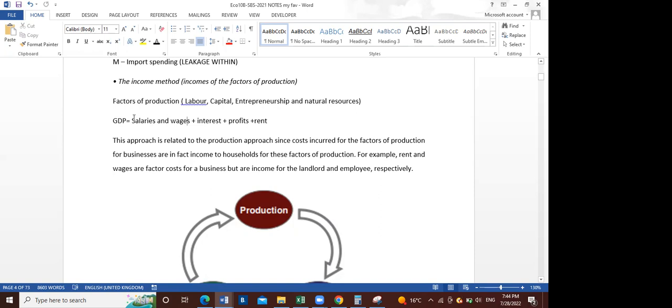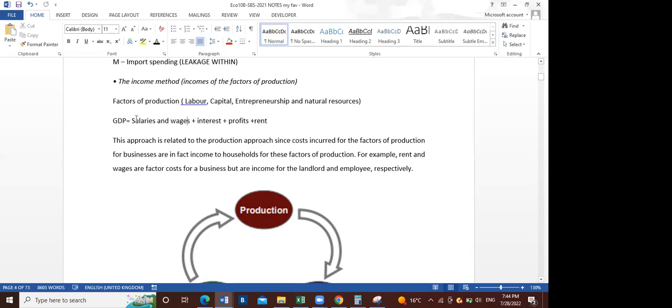So that means that when we sum up all of these incomes or remunerations that are being received by the factors of production, you get your GDP. That is the general value of GDP.